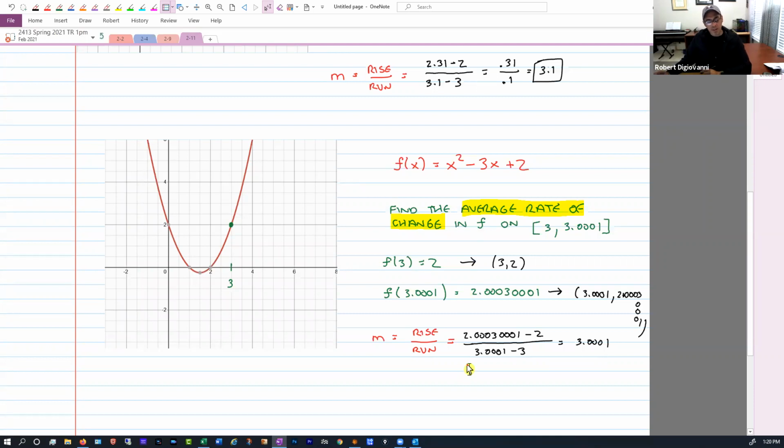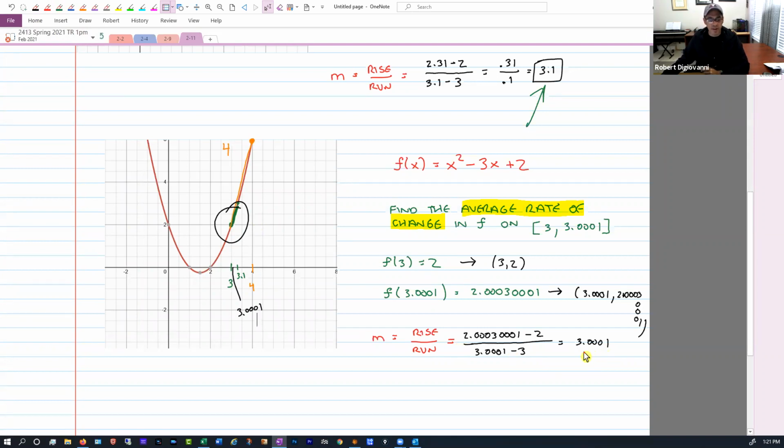So what's happening then? Look, when we went from 3 to 4, the slope of that line was 4. When we did the one before this, where we were at 3.1 and did that little slope there, the answer was 3.1. And when we got even closer to 3, which I'd have to zoom in on this to see, when we were real close here at 3.0001, the slope looks like it's really close to 3, isn't it?